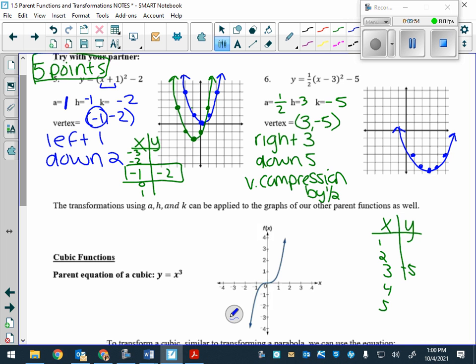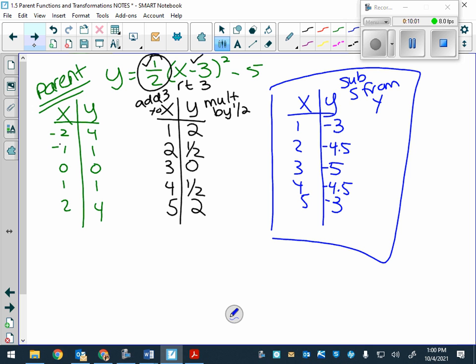Okay. Yeah, Genevieve. No, only the y. So thank you for bringing that up. The stretch or compression or reflection only affects the y. X values stay the same. Okay? So anything A related is y related. Okay? H is x related, K is y related. So since there's two things with y, you have to do multiplication first and then adding and subtracting.